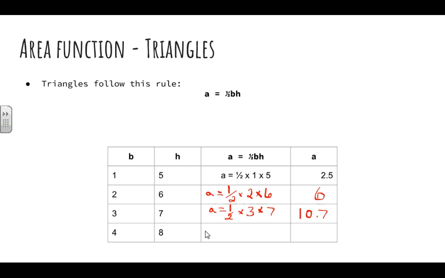Okay, and finally, if our base is 4 and our height is 8, our formula will be 1/2 times 4 times 8. 1/2 times 4 is 2, and 2 times 8 is 16.